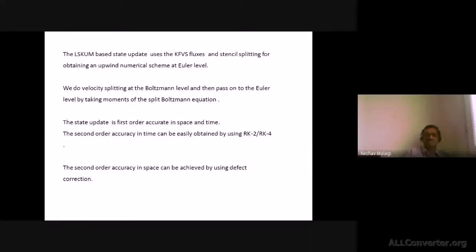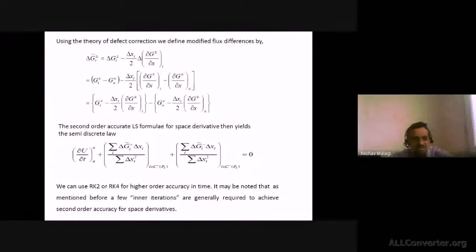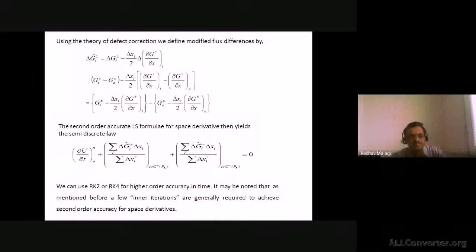You can use any other state update because once you discretize the space derivative, it becomes an ODE. So you can use any time order scheme like RK2, RK4 to solve that ODE. The PDE has become an ODE. You can solve that ODE by any method. And second order accuracy can be achieved by what I had described as the defect correction method, that is defining tilde Fi. Okay. So same thing you can see here.